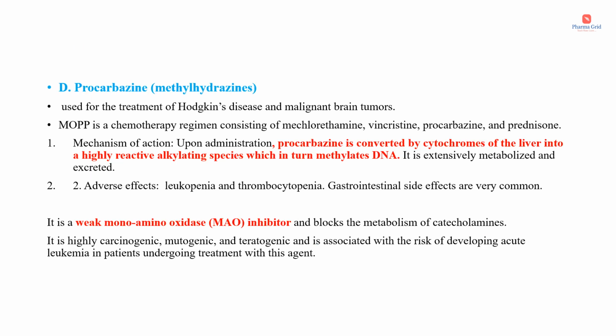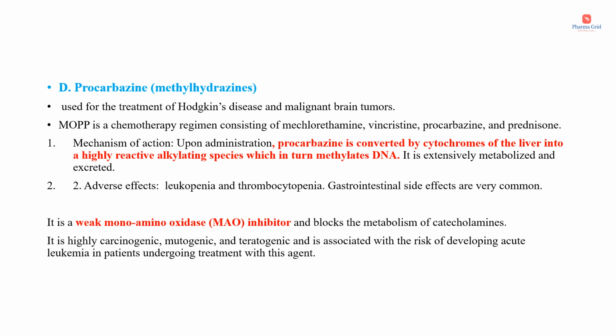Next one is procarbazine. It comes under methyl hydrazines. It is used for the treatment of Hodgkin's disease and malignant brain tumors. This MOPP is a chemotherapy regimen consisting of mechlorethamine, vincristine, procarbazine and prednisone. Mechanism of action is that upon administration, procarbazine is converted by cytochromes of the liver into a highly reactive alkylating species which in turn methylates DNA.